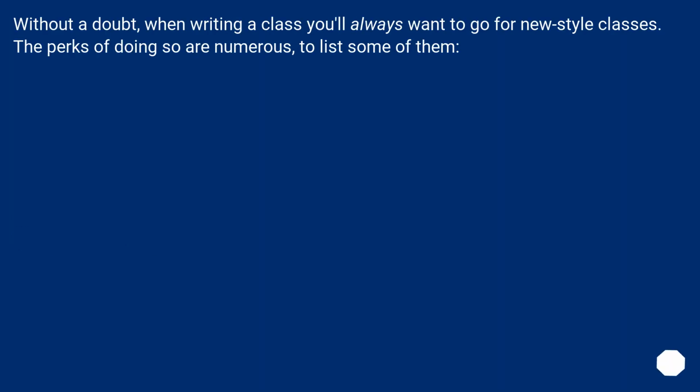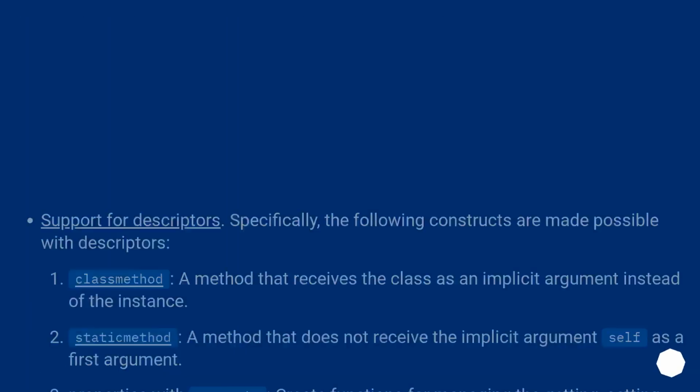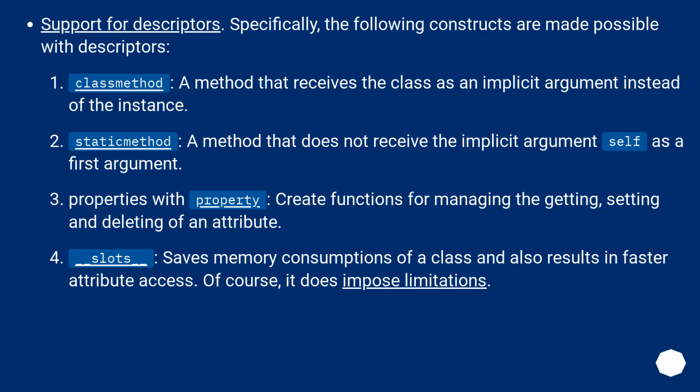Without a doubt, when writing a class you'll always want to go for new style classes. The perks of doing so are numerous, to list some of them. Support for descriptors. Specifically, the following constructs are made possible with descriptors. Class method, a method that receives the class as an implicit argument instead of the instance. Static method, a method that does not receive the implicit argument self as a first argument.